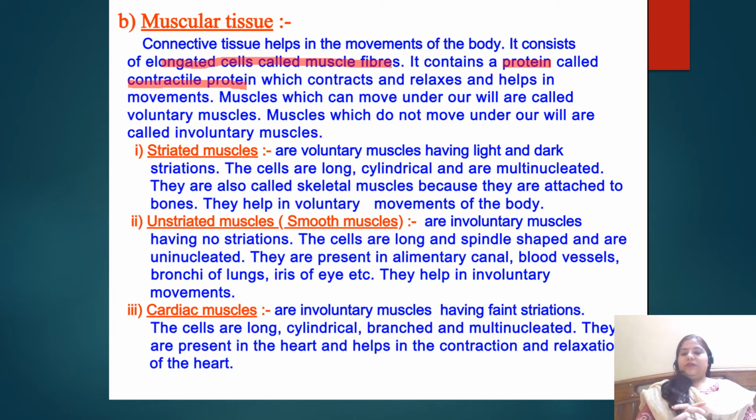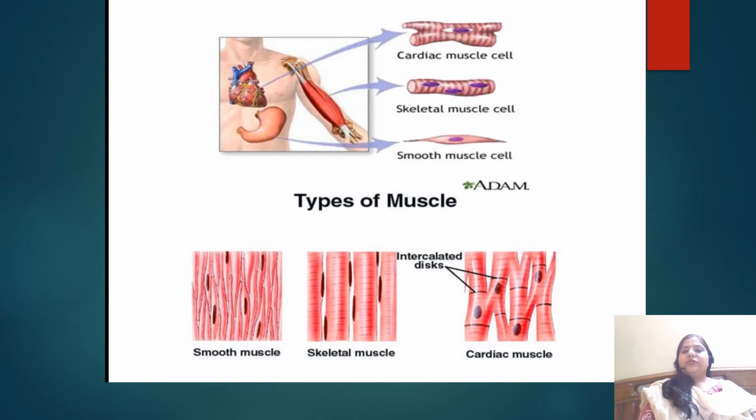Then we have another classification as striated muscles, unstriated muscles and cardiac muscle, and this classification is based on their structure. Okay, so if I show you the diagram of the striated muscle, you can see here. Striated muscles are the skeletal muscle basically. Striated muscles are also called skeletal muscle, and they are cylindrical in shape, and you can see that there are light and dark bands present over here. So these are the striations from which they get the name striated muscles, and these cells are multinucleated. More than one nucleus is present.